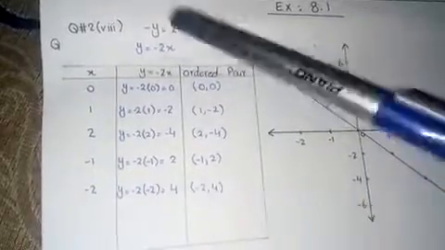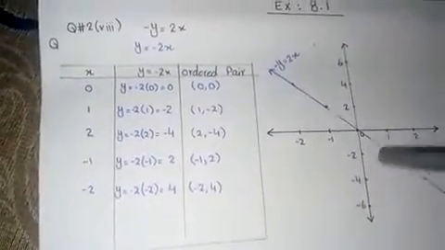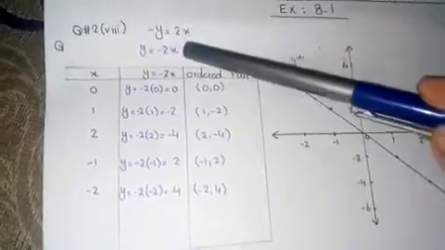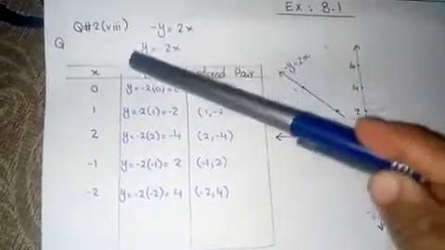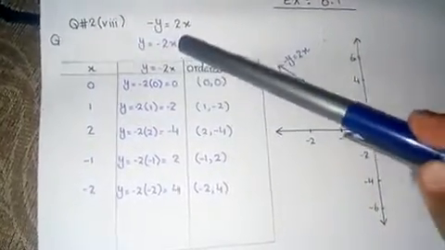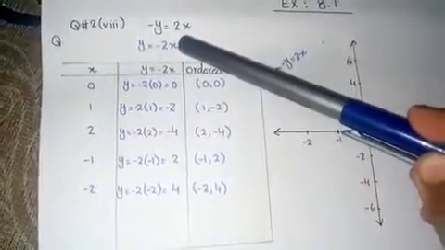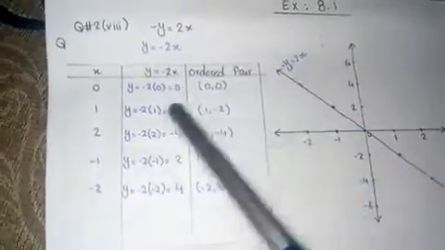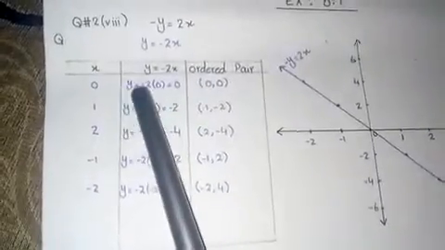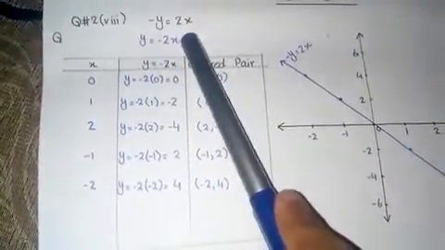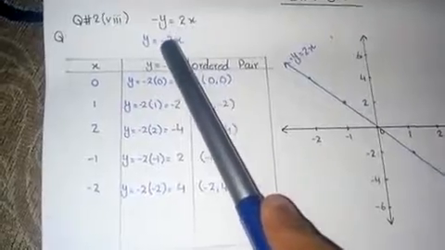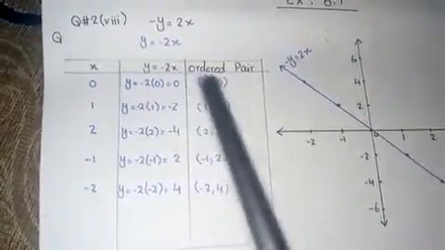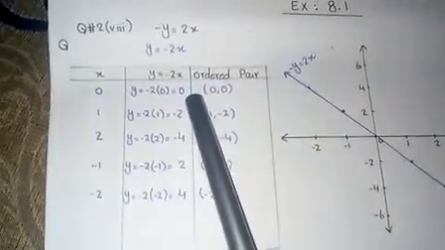I'm repeating, you just have to assume the values of x, not y. When you put the value of x in the equation, the value of y will automatically be calculated. Here you can see I have put y is equal to minus 2x. I have put the value of x as 0. 0 into minus 2 is equal to 0. So the ordered pair becomes 0, 0.